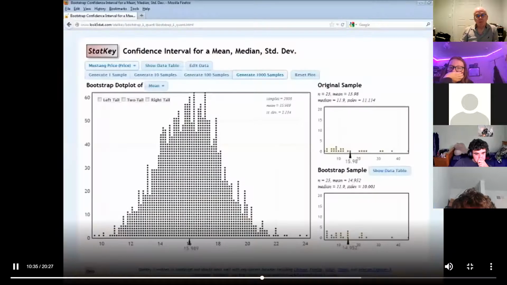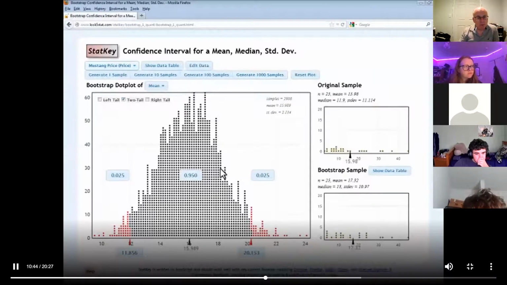So now we'll go back over to StatKey. There's a 2-tail button here, and if you click on this, 95% is the default, and it keeps 95% in the center here and cuts off 2.5% from each tail, giving a 95% confidence interval of $11,856,000 to $20,153,000. Very similar to what we found using the other method.